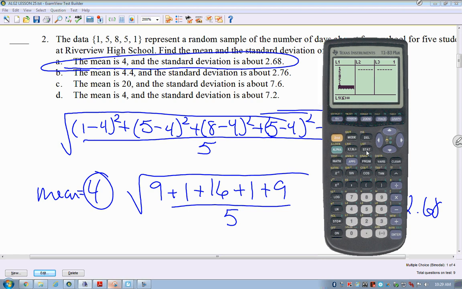Got it? We hit Stat. We go over to Calculate. One variable statistics. Okay. My mean was 4. My standard deviation was 2.68. Which, I mean, I'm not telling you not to use pencil and paper, but hopefully we could tell that our calculator can do a lot of this for us if we get used to this, right?